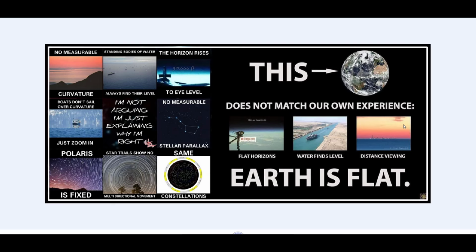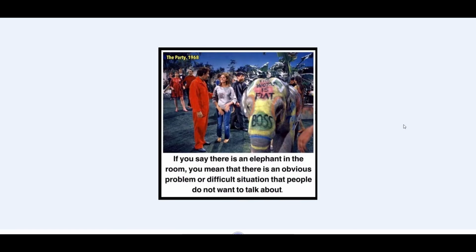And we always see the same constellations in the sky. Vibes of Cosmos in the 7 books speaks a lot about this. This is a movie or a TV series, The Party, from 1968. The world is flat. The elephant in the room.